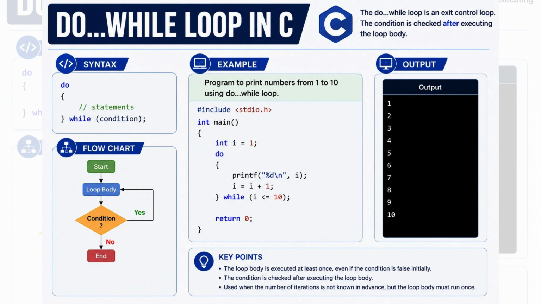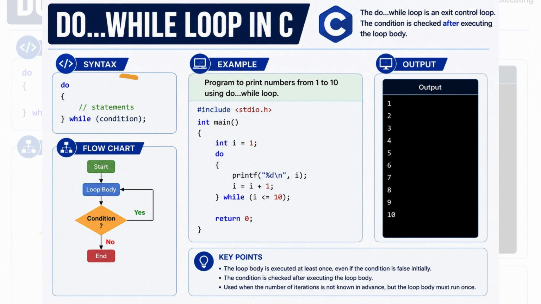Now let's start the do while loop in C programming language, the third and final looping statement in C. The do while loop is an exit control loop. Unlike the for loop and while loop, the condition is checked after executing the loop body. This means the loop body is guaranteed to execute at least once, even if the condition is false initially.